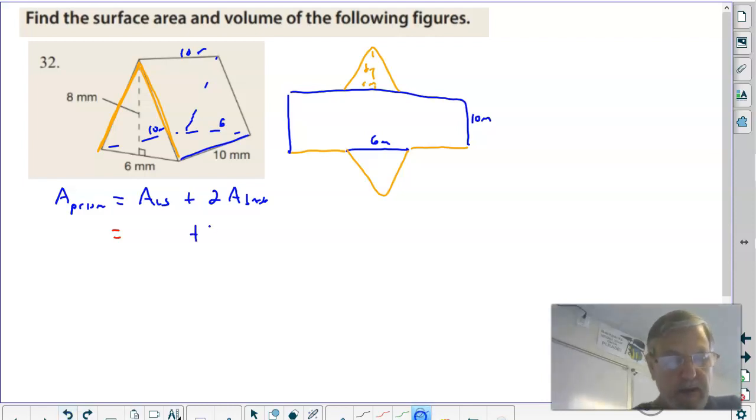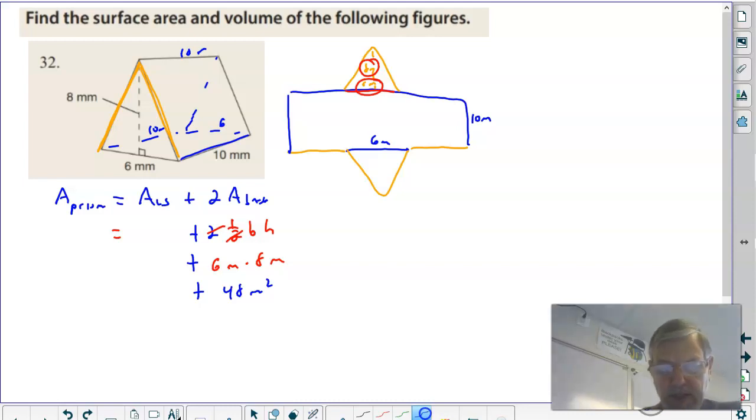So let me show you where I'm at. Area of the base is 1/2 base times height because it's a triangle. The 2 and the half are going to cancel out. What is the base of our triangle? 6 meters. What is the height of our triangle? 8 meters. So this part's easy. 6 times 8 is 48 meters squared. But again, my issue is I need to know this value and this value.